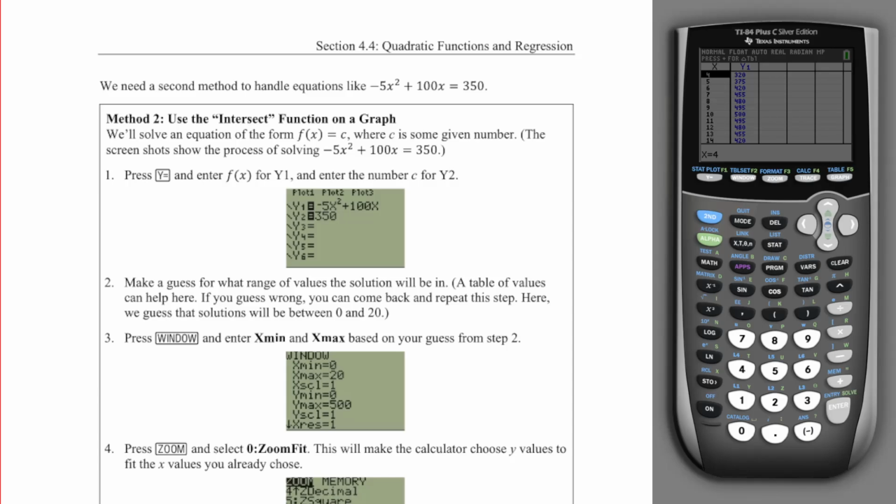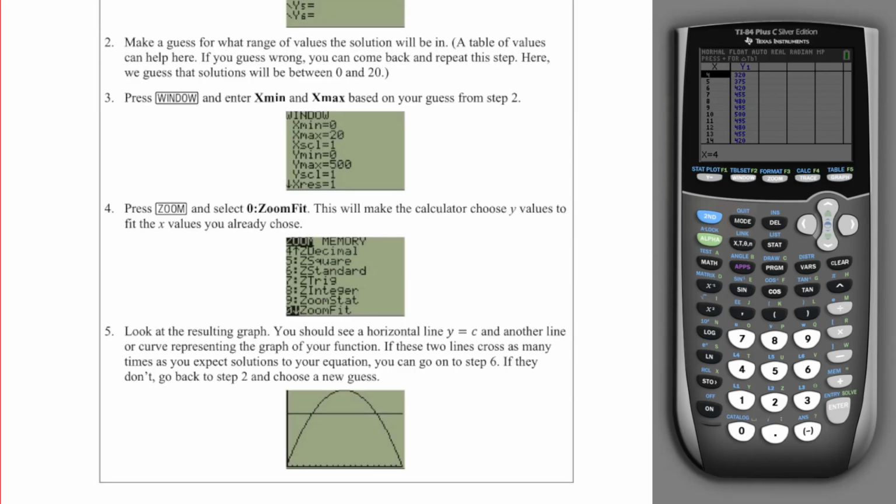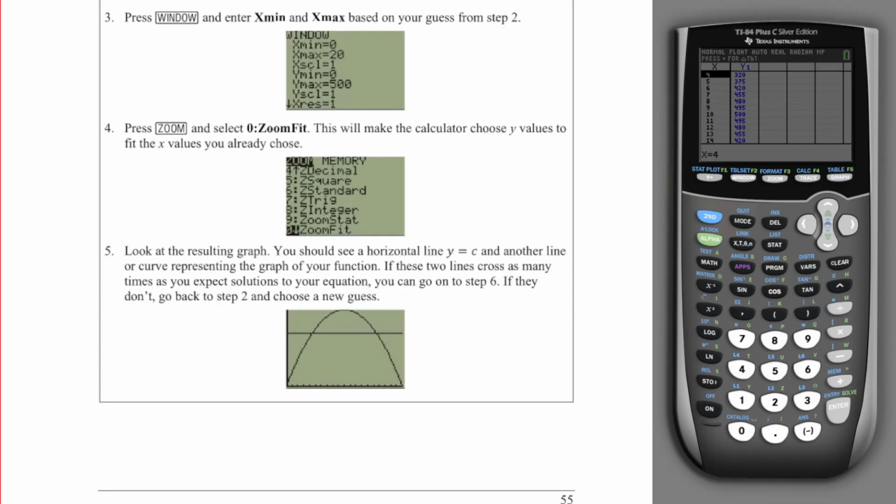So we press window, enter our maximum and minimum x values, and then we use the command zoom fit to fit those x values. What zoom fit does is it says, I picked the x values I want. Now give me the y values that go with that. And we see in our graph the parabola, that's the graph of our quadratic function, and a horizontal line, that's the graph of y equals 350.